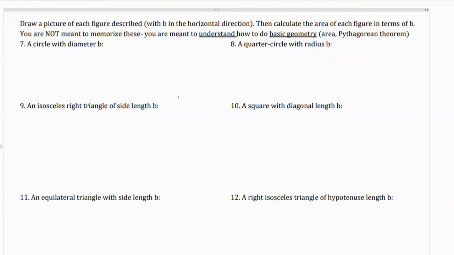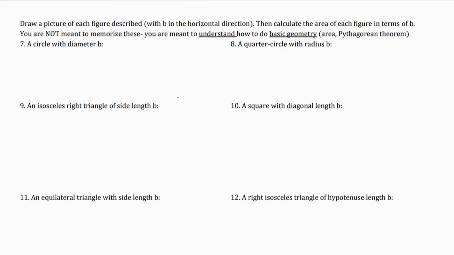So draw a picture of each figure described with B, meaning your base, in the horizontal direction. Then we're going to calculate the area in terms of B. So you don't need to memorize these. You just have to understand how to do basic geometry. It's going to be circles, triangles, squares, rectangles, like it'll be easy things. You will have to use like Pythagorean theorem occasionally, but besides that, it's pretty much just geometry.